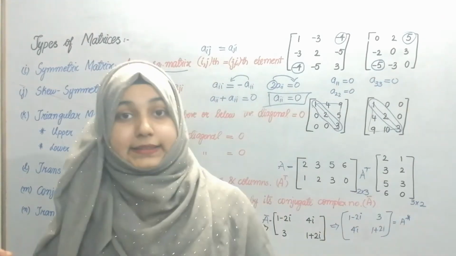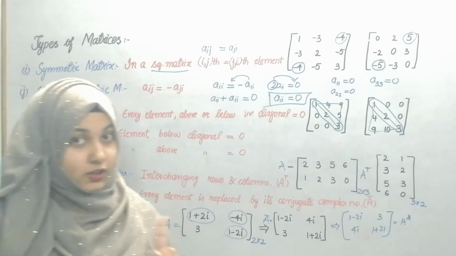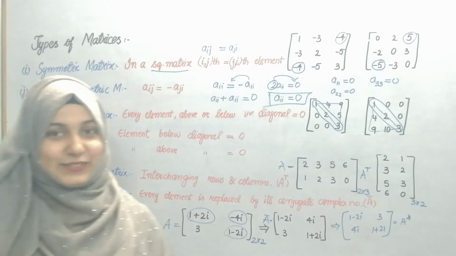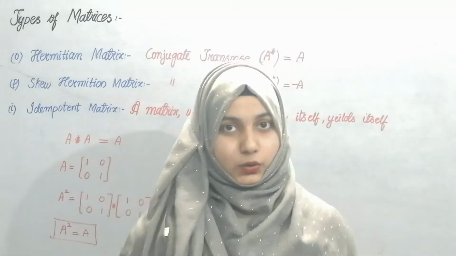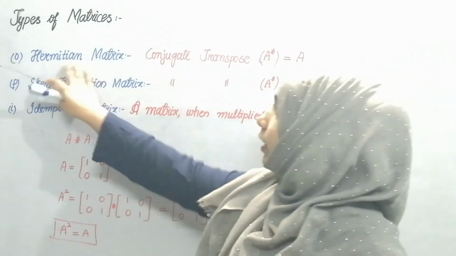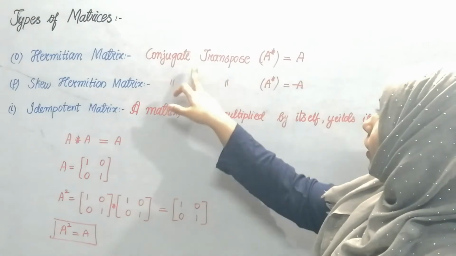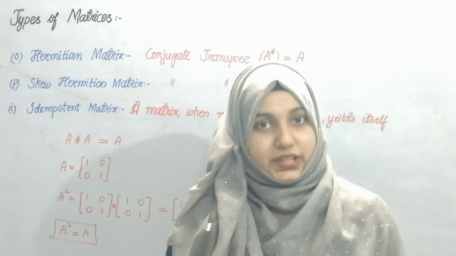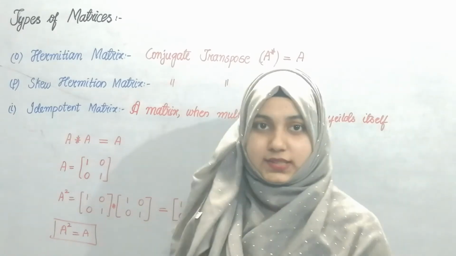Clear? Getting it? This is not it. We have got some more types. Okay, let me just erase this and draw the rest. So the next type of matrix is the Hermitian matrix. That means any matrix whose conjugate transpose is equal to itself.